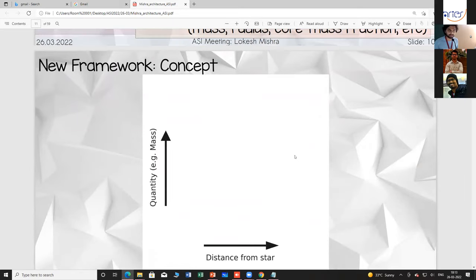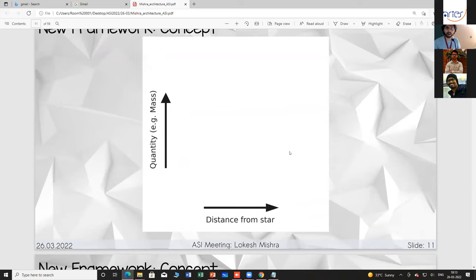This allows us to compare the architecture of different systems at the system level. Here's a simple schematic diagram of how this works. On this cartoon sketch, the x-axis is the distance from the star. On the y-axis is the property of a planet that you're interested in. You might be interested in masses or radii or the amount of water on the planet or the amount of core mass in the planet. You can think of any property and put it on the y-axis.